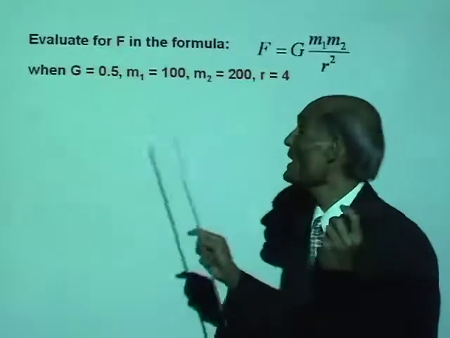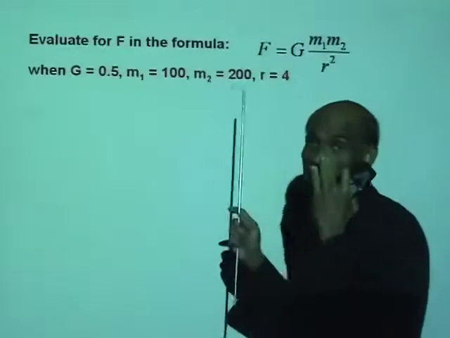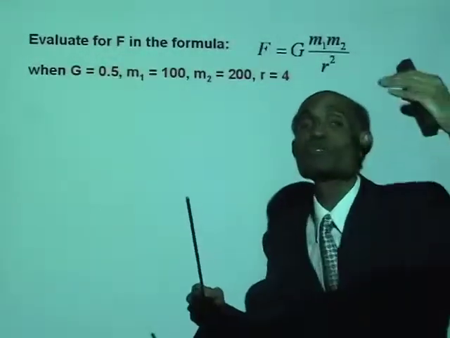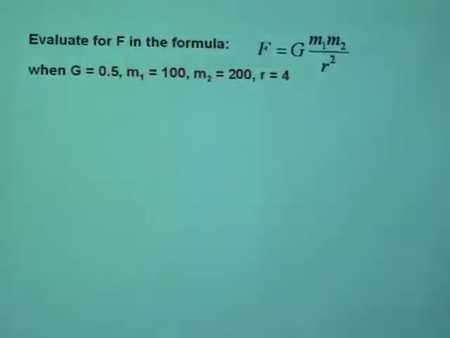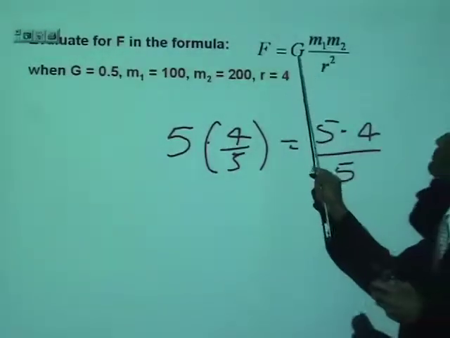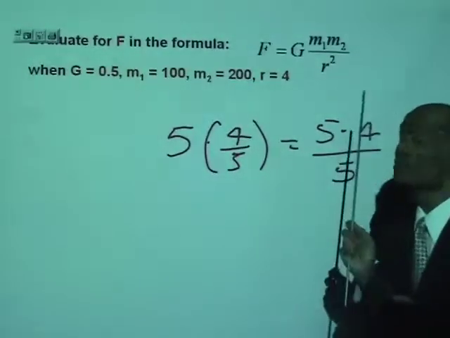Well, you know that when a number is multiplied by a fraction, that number actually belongs to the numerator. For example, look at this. What is 5 times 4 over 5? This is the same as 5 times 4 over 5. So that number belongs to the numerator. So this G actually belongs to the numerator.